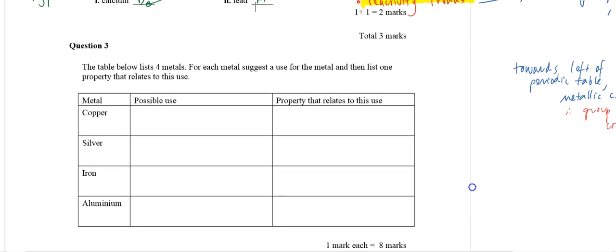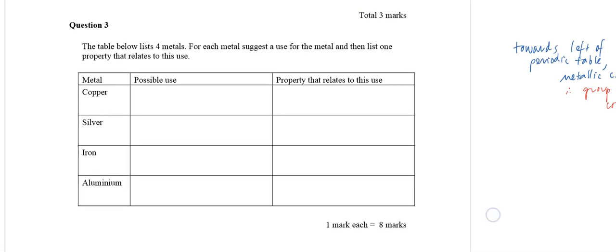All right, question 3 lists a bunch of metals and suggests a use for the metal, giving a property for that metal as well. So copper, a possible use, you've probably seen copper wire. The reason why we use copper as a wire is because it's ductile. We can draw it out easily into a wire. Silver, what we use it for is jewelry. And the property that relates to that is it's lustrous, so it's shiny.